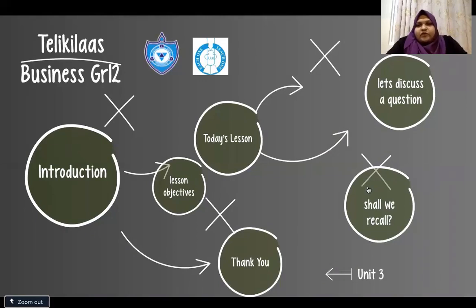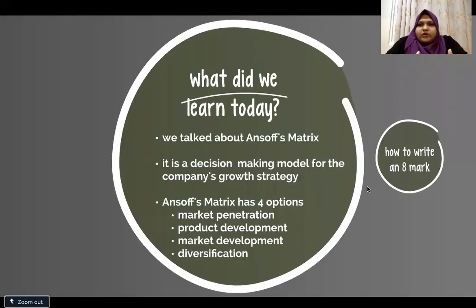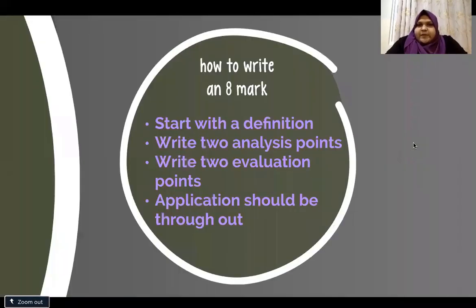Now, before we end off, let's have a little bit of recall of what we learned today. We talked about the Ansoff matrix. It is a decision-making model for the company's growth strategy. The Ansoff matrix has 4 options: market penetration, product development, market development, and diversification. Also, we had a look at how to write an 8-mark answer. Start with the definition, write two analysis points, write two evaluation points, and application should be throughout. A conclusion is not required for an 8-mark question.